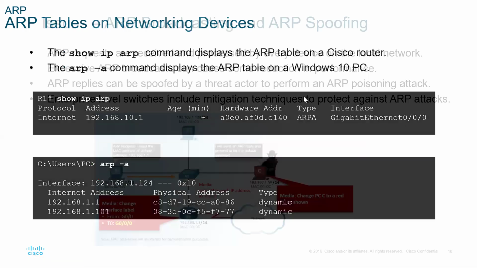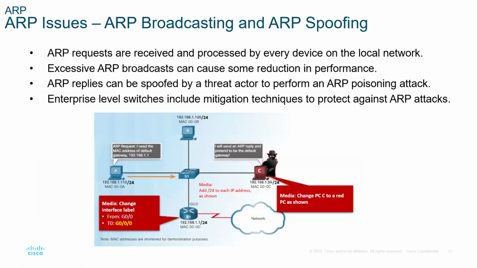Right. Let's move on. ARP issues: ARP broadcasting and spoofing. ARP requests are received and processed by every device on the local network. Excessive ARP broadcasts can cause some reduction in performance. Replies can be spoofed by a threat actor to perform an ARP poisoning attack. Enterprise level switches include mitigation techniques to protect against ARP attacks.